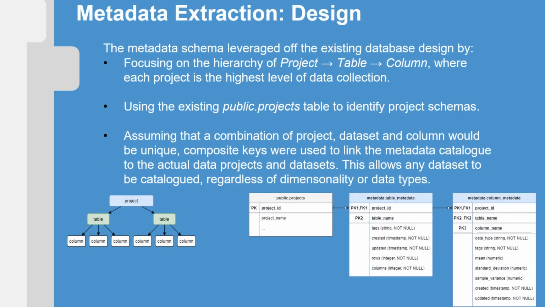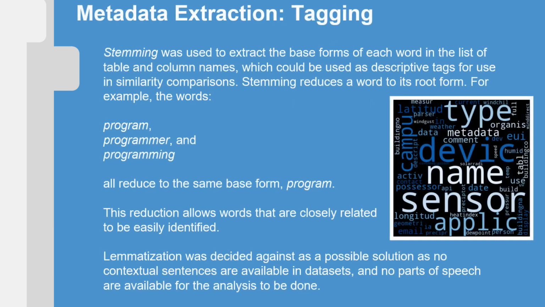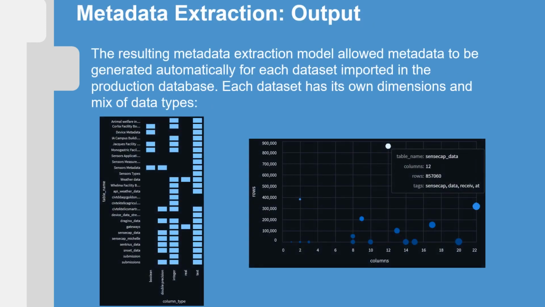The metadata schema was designed to be as simple as possible by leveraging off of the existing database design. Stemming was performed on the extracted metadata to automatically tag the keywords and phrases available. This was then fed into the recommendation model. The metadata extraction model allowed metadata to be generated for any dataset of any size, shape, or mix of data types.